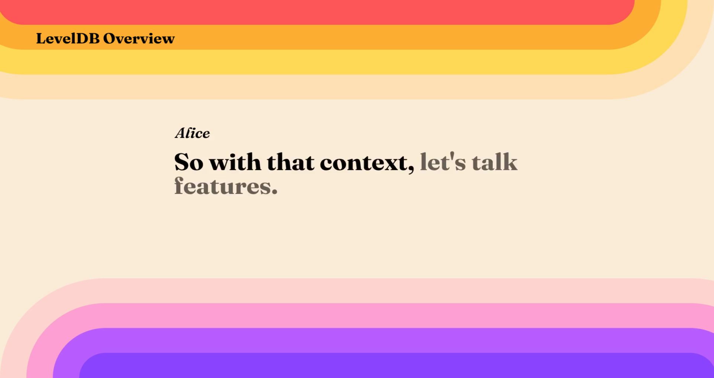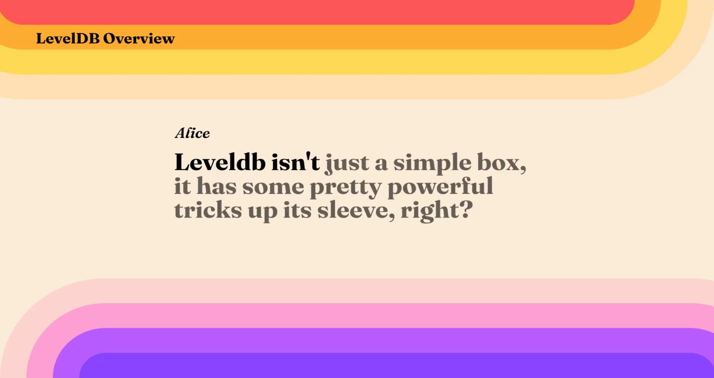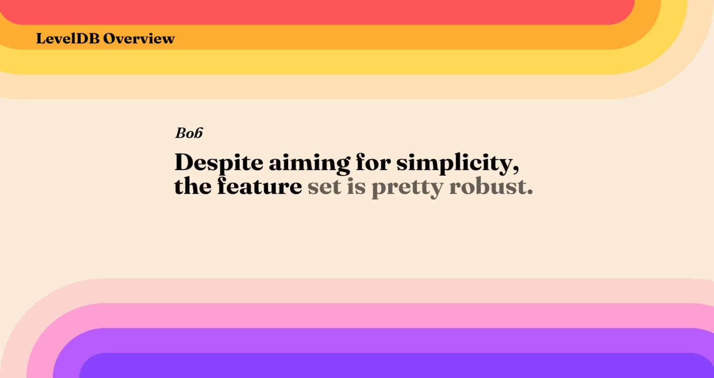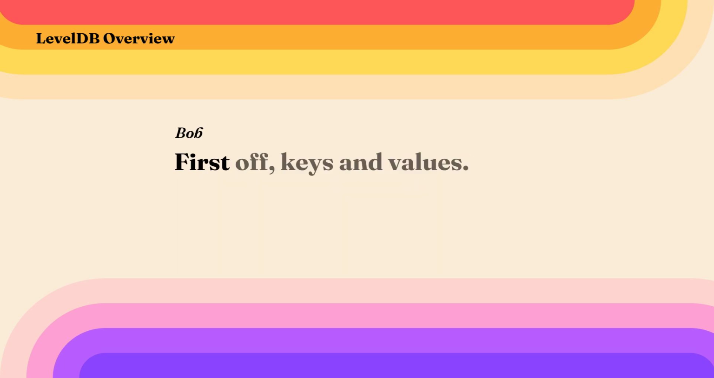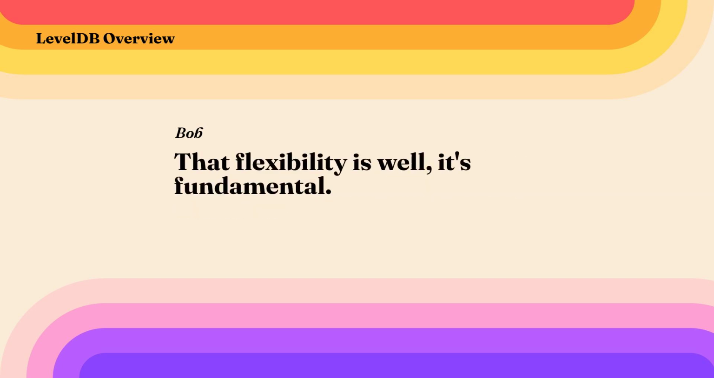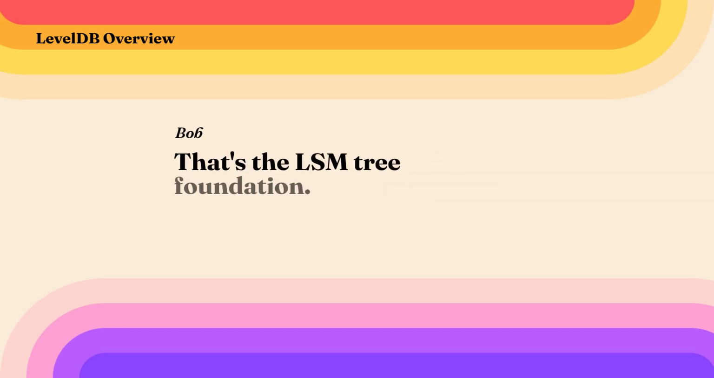So, with that context, let's talk features. This is where it gets really interesting. LevelDB isn't just a simple box. It has some pretty powerful tricks up its sleeve, right? Oh, definitely. Despite aiming for simplicity, the feature set is pretty robust. First off, keys and values. They're arbitrary byte arrays. Meaning not just text strings. Exactly, not just text. You can stuff anything in there, serialized objects, image data, whatever. That flexibility is fundamental. And like we said, the data is always sorted by key. That's the LSM tree foundation.